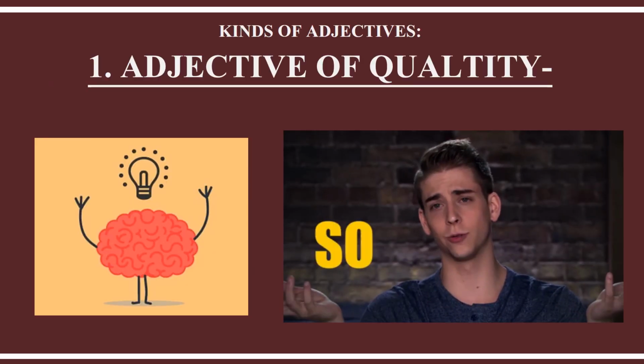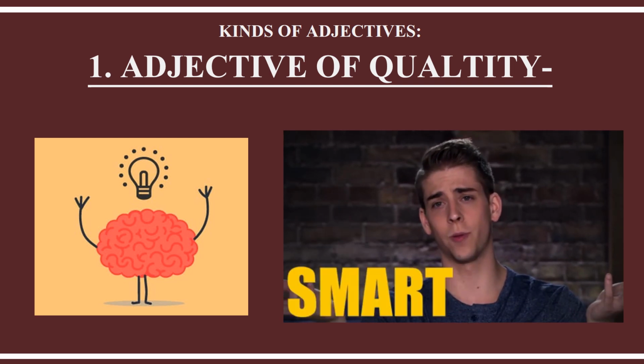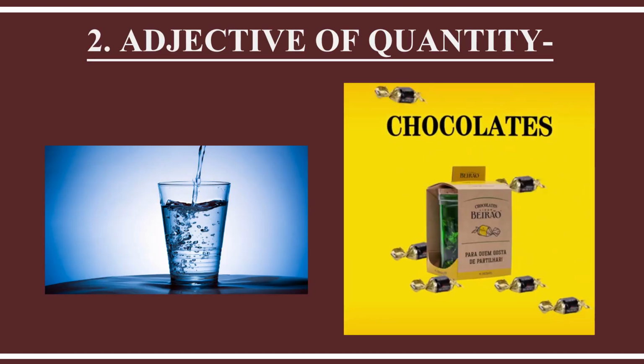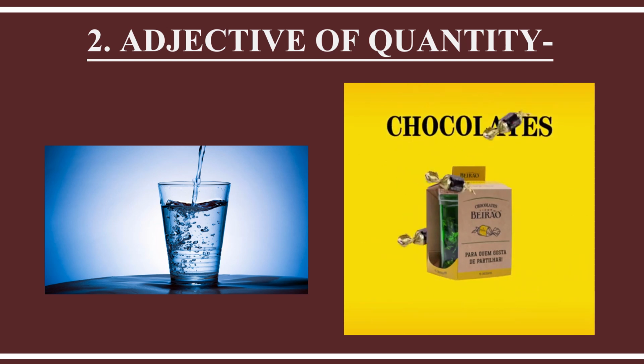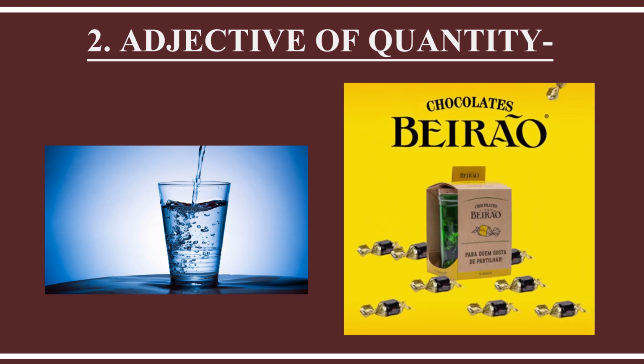Based on its functions, adjectives can be classified as follows. Kinds of adjectives. First, adjective of quality. States the quality of a noun. Example: good, red, young, intelligent. Adjective of quantity. It states the quantity of an uncountable noun. Example: some, little, much, whole.